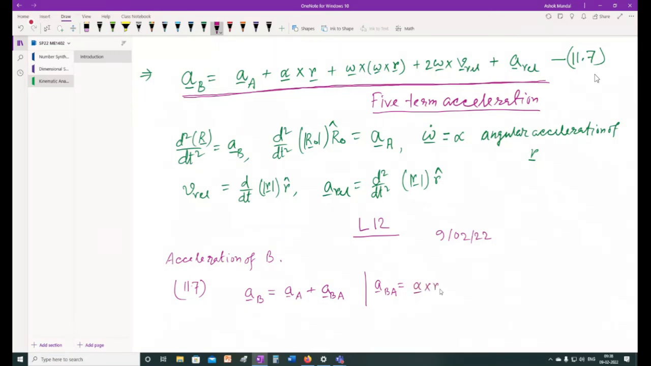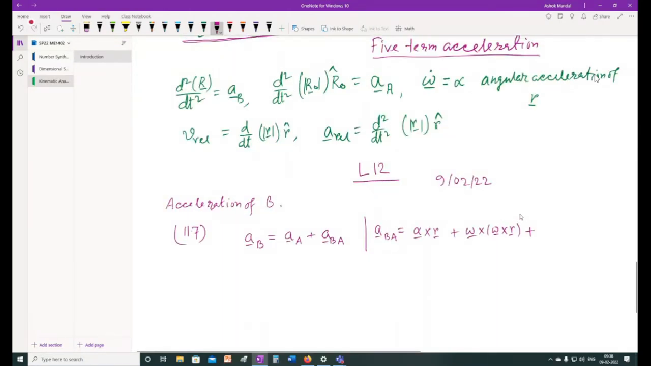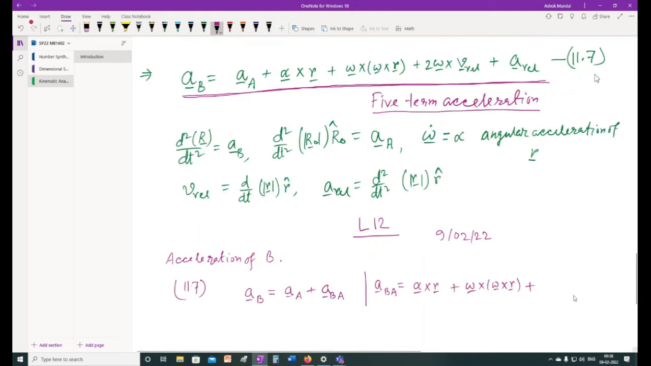Alpha cross R plus omega cross omega cross R plus, and the third term is twice omega cross v relative plus a relative. One by one we will understand what are these quantities.